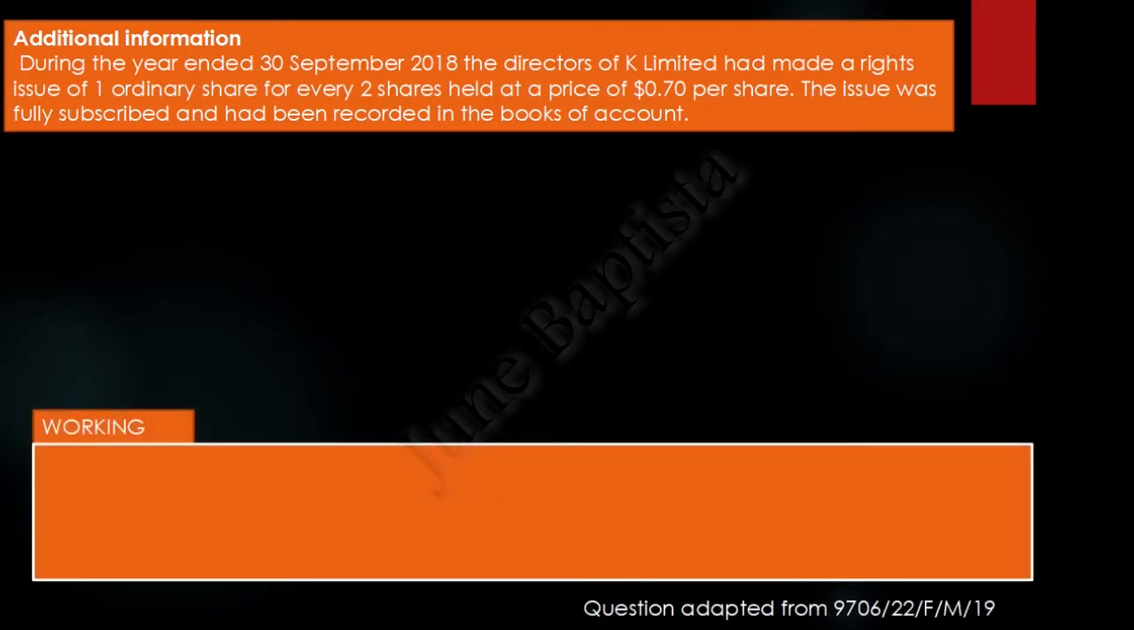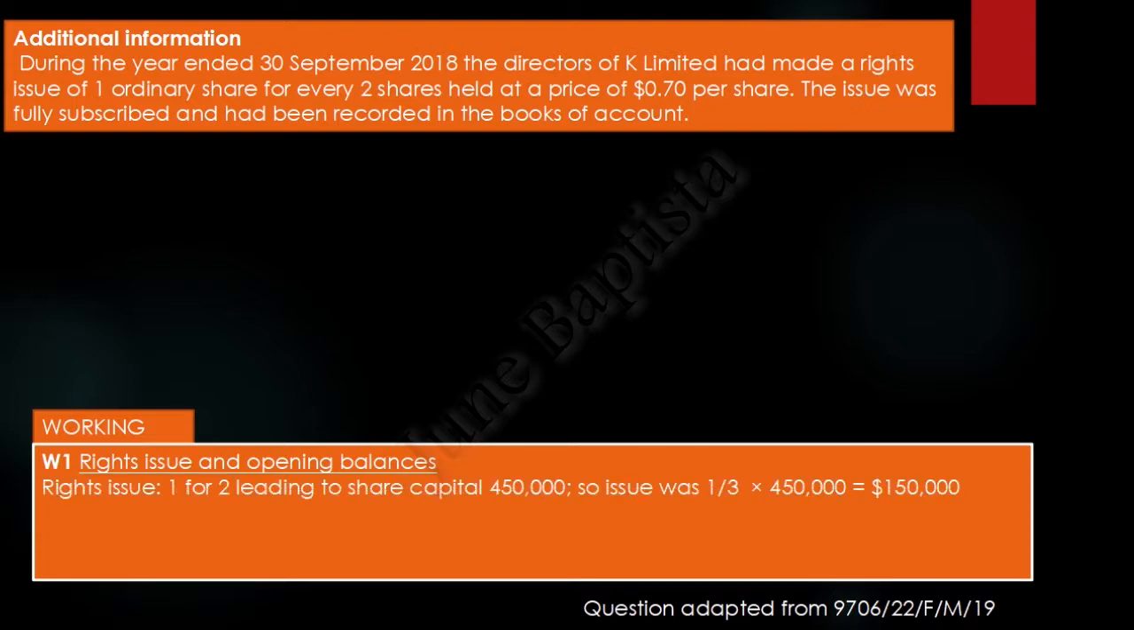Let us look at our working first. Working 1. Rights issue and opening balances. Rights issue 1 for 2, leading to a share capital of 450,000. Therefore, the issue was 1/3 of 450,000, which is equal to $150,000. Share premium 20 cents on each 50 cents share would be equal to 2/5 of $150,000, which is equal to $60,000.